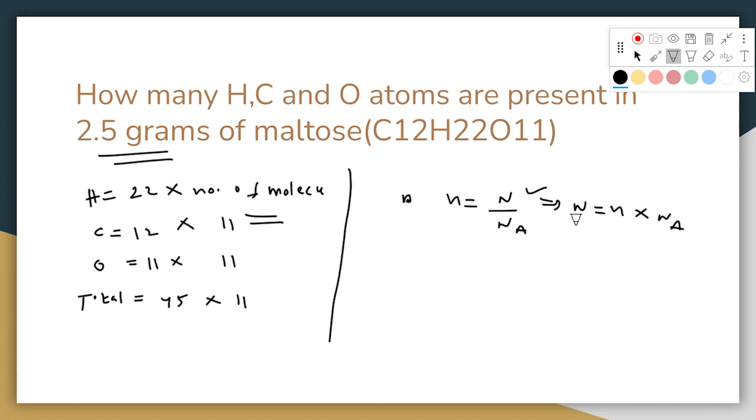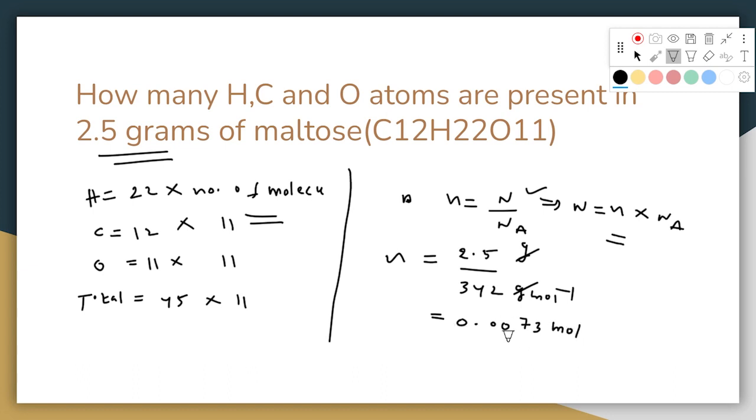Okay. Now first of all, I have to calculate the number of moles. How can you calculate? Number of moles equals weight by molecular weight: 2.5 grams by the molecular weight of maltose, that is 342 grams per mole. Gram gets cancelled. Now what is the value of this? 0.0073 mole. So this is the number of moles.